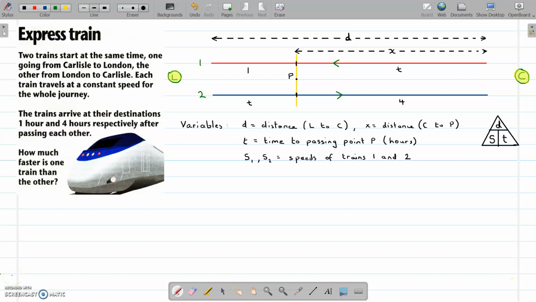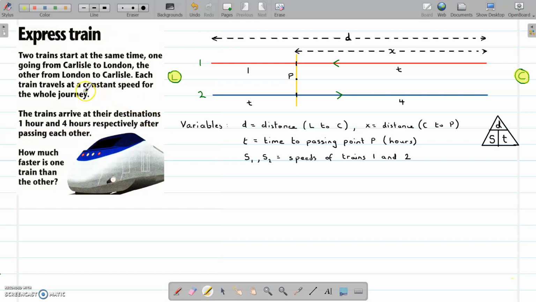Okay, welcome to this tricky little problem called Express Train. So we have London and Carlisle connected by railway lines, and we have a train starting in London and another one starting in Carlisle at the same time, heading towards the opposite station. Now one of them is travelling faster than the other, and they're both travelling at constant speeds, and that's really important for this problem.